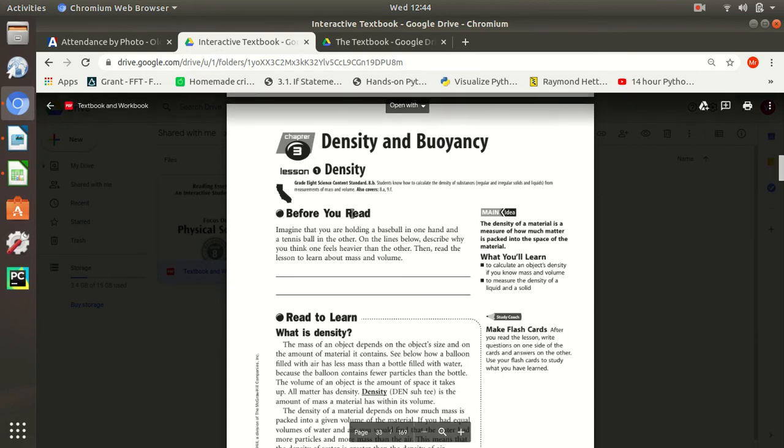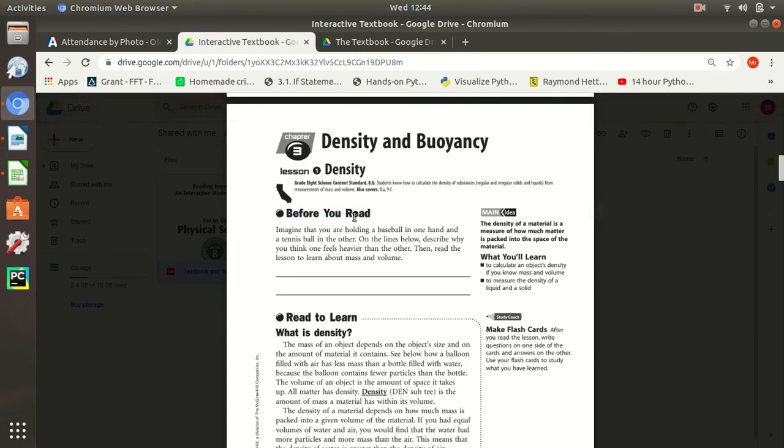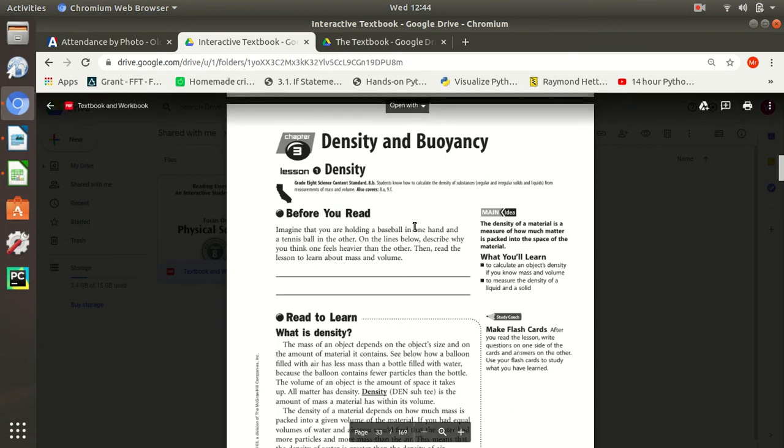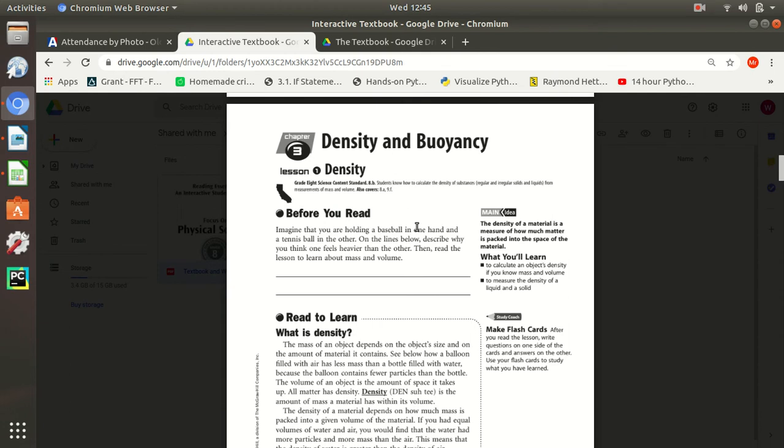And it says before you read, and hopefully that looks familiar to you, that kind of question. It asks you to imagine you're holding a baseball and a tennis ball and to describe why you think one is heavier than the other. Why would one of those things be heavier than the other? What is it about mass and volume or whatever else you know about that's going to make one thing that's roughly the same size be heavier than something else? Does it have something to do with density?